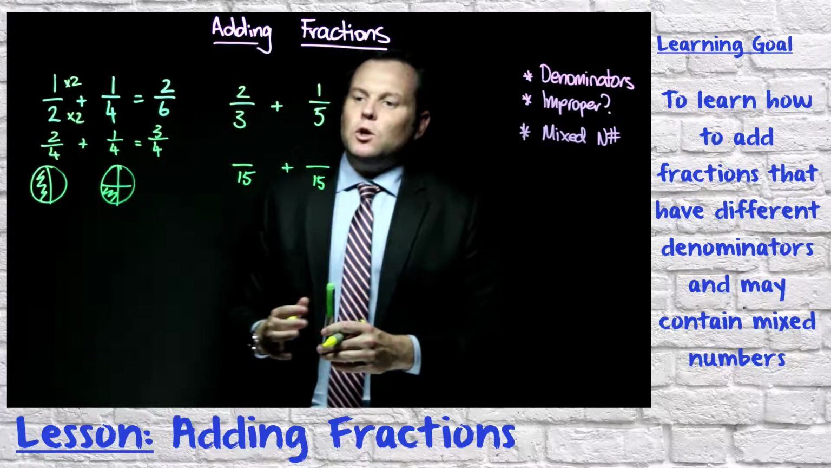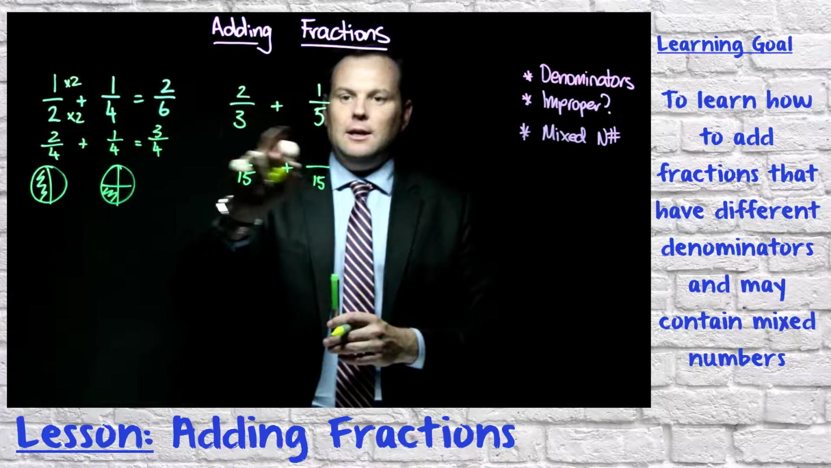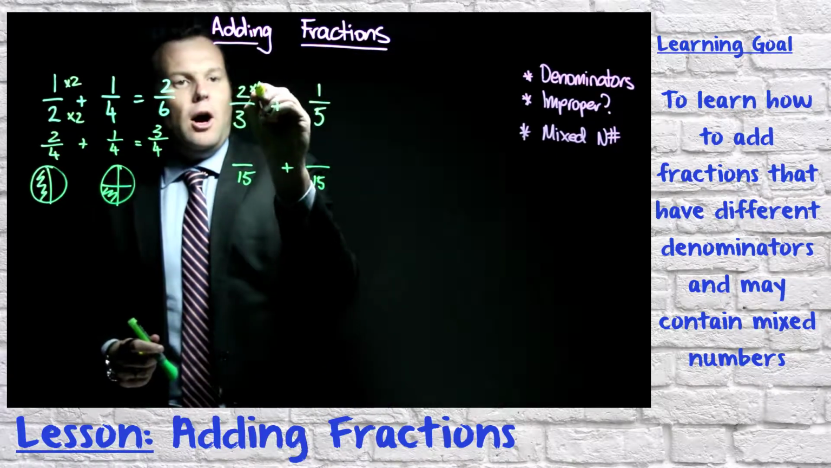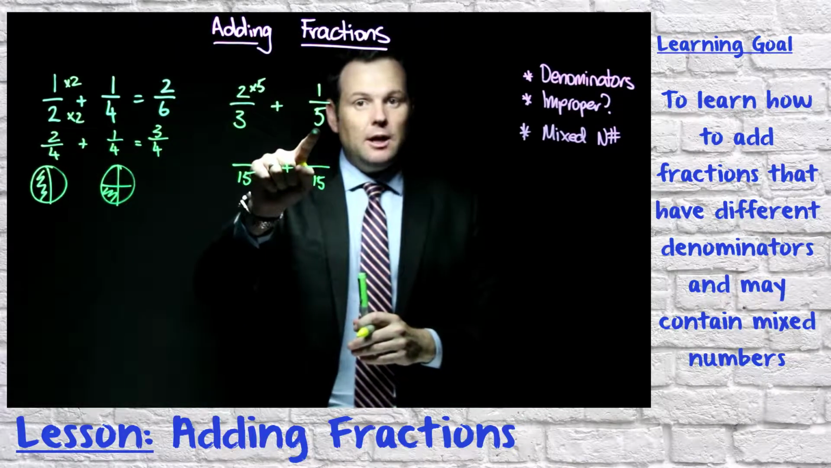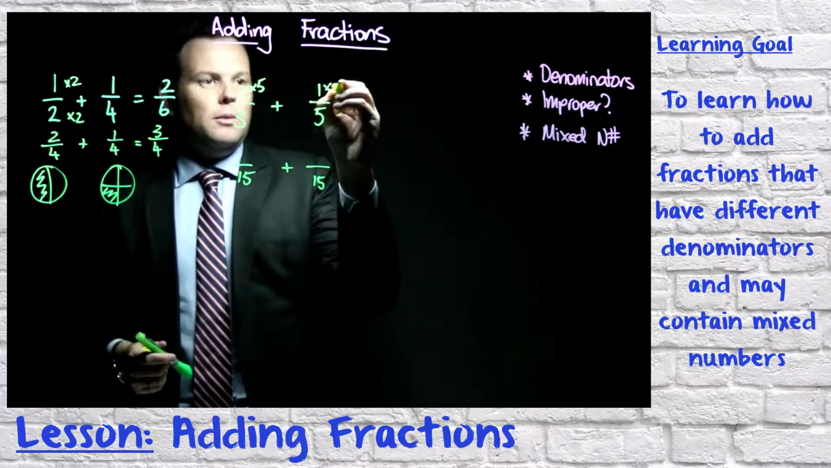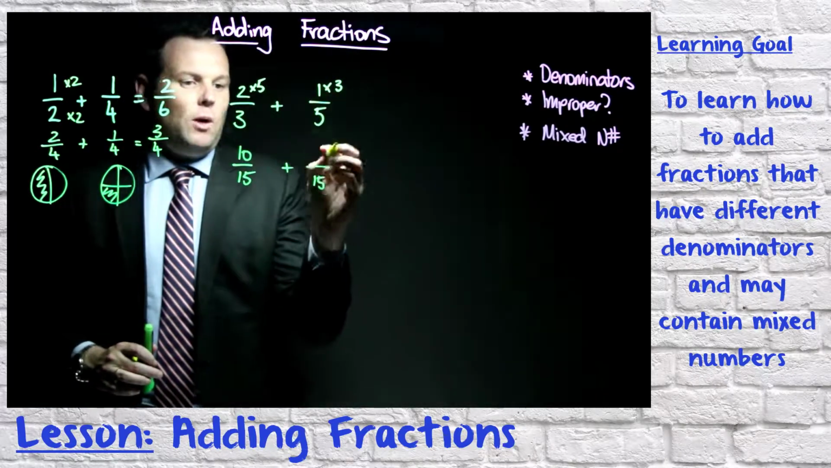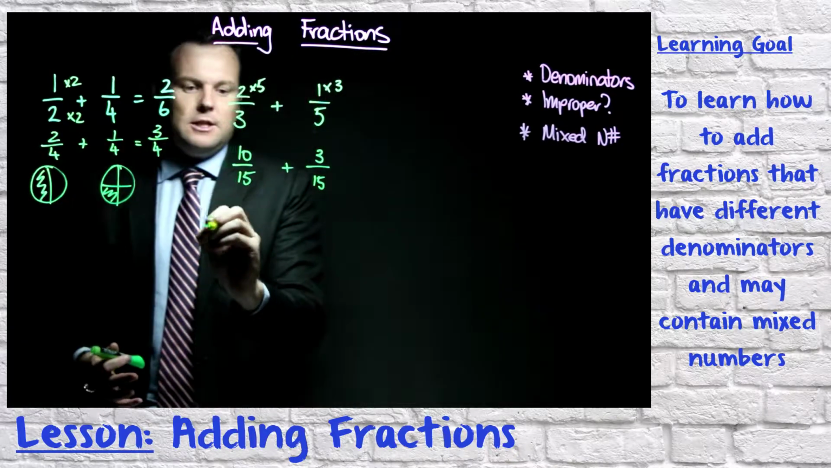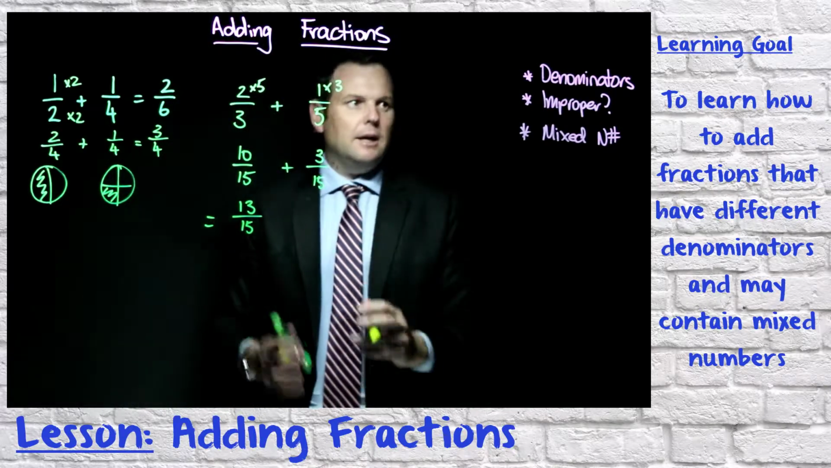And so now what I do is I look at how many times did I need to multiply 3 to make 15? And the answer to that is sitting there right in front of you. It's 5. So whatever I do to the bottom there, I have to do to the top. Likewise, with this one, I say how many times did I have to multiply 5 to make 15? And that was 3. Whatever I do to the bottom, I need to do to the top. So I do 2 times 5, which gives me 10, and then 1 times 3, which gives me 3. Now I'm ready to add my fractions together. So that gives me 13/15, and I'm done. Happy days.